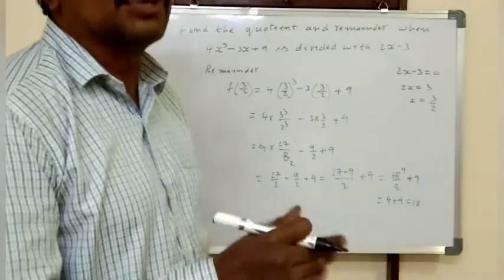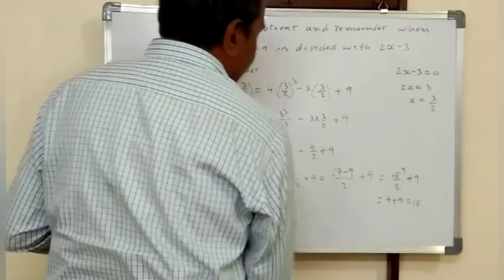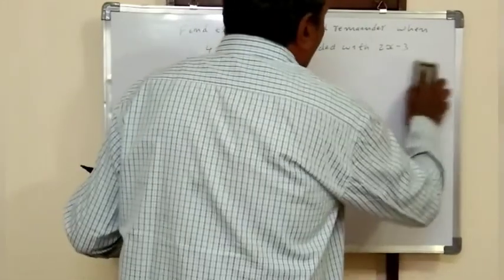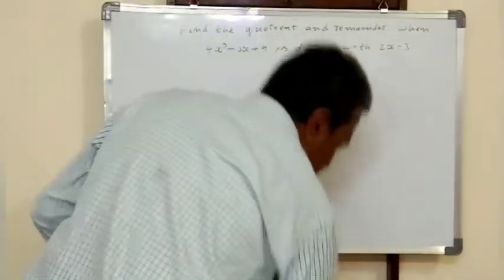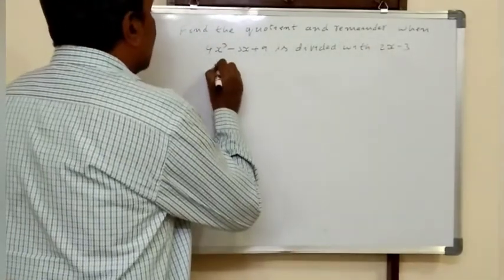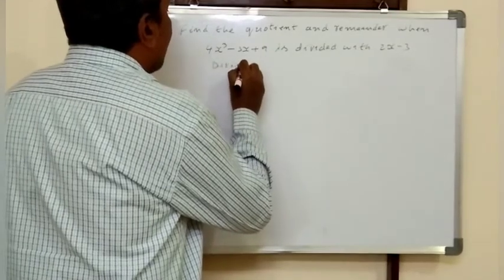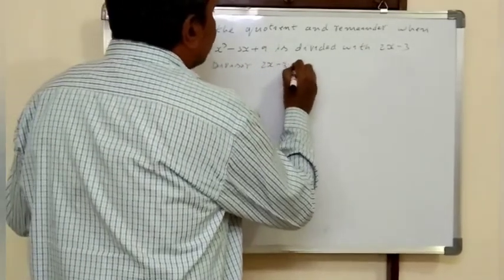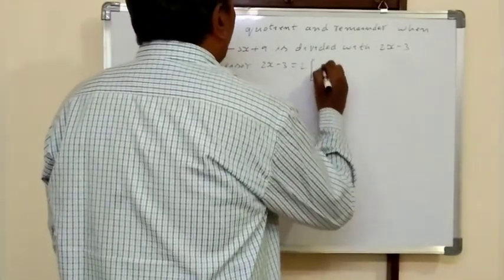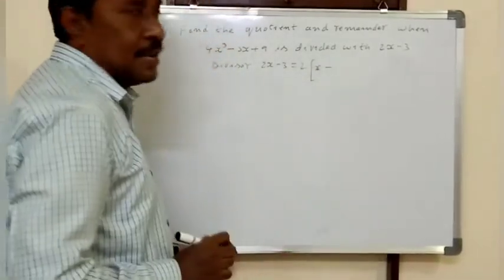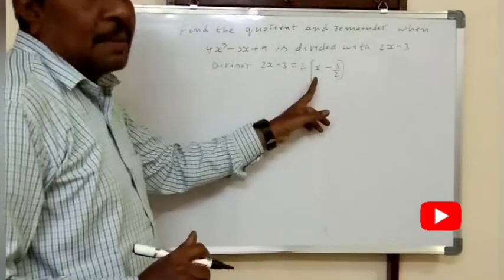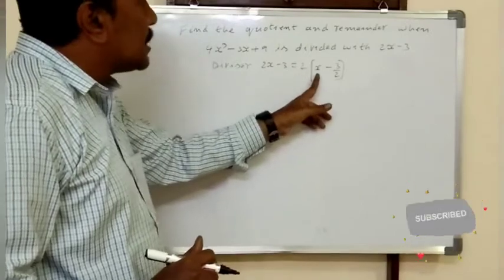Now you are asked to find the quotient. How to find the quotient? Remember the remainder is 18. When this polynomial is divided by this polynomial, first of all you take the divisor, 2x minus 3. From this you take 2 as common. So 2 of x minus 3 by 2. If you multiply again you will get this form.